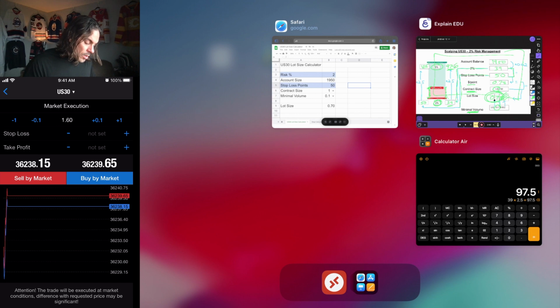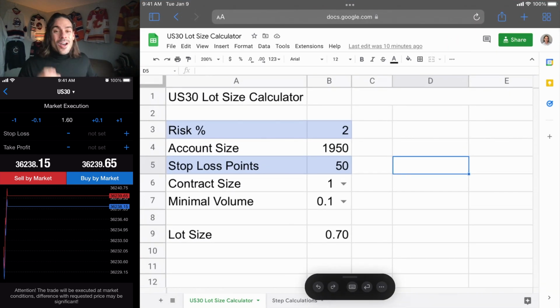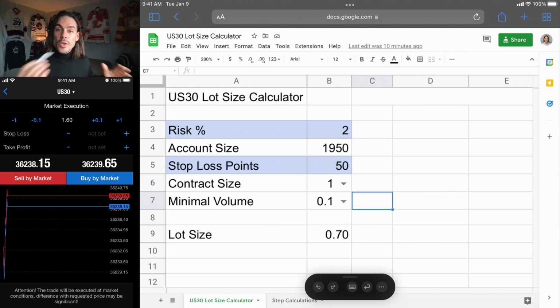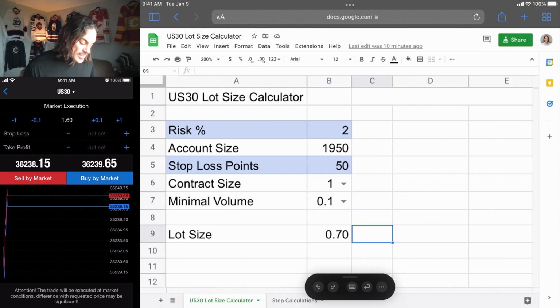I've developed this lot size calculator, and I'm a math guy, and it does work, but I would only suggest doing this after you use your calculations. It's like a double check, okay? So I've filled in the same values that we've done before. I'm doing a 2% risk. My account size is 1950. My stop loss is 50. I know my contract size is a 1, and I know my minimum volume is a 0.1. I've looked those numbers up. And I get the same calculation here, including the truncation or the rounding. I get the same value here as well. And you can plug in your own values to double check this as well.